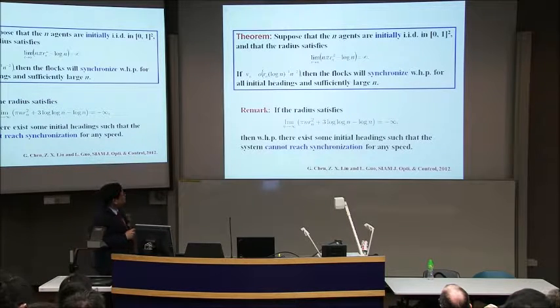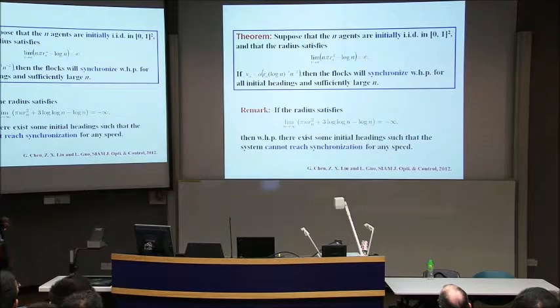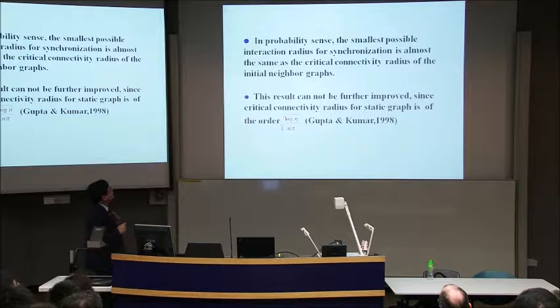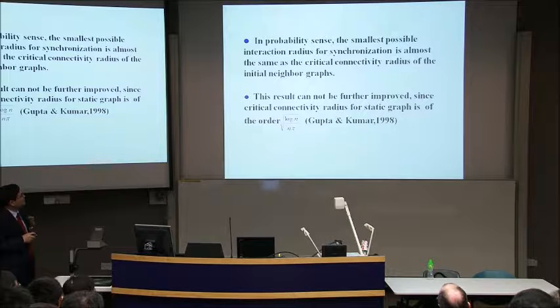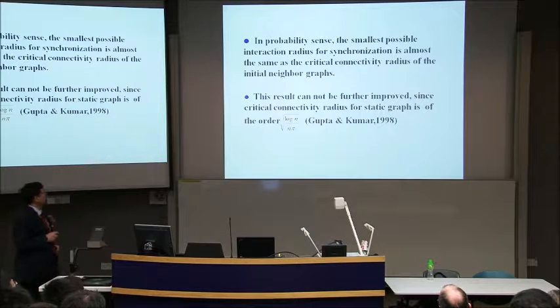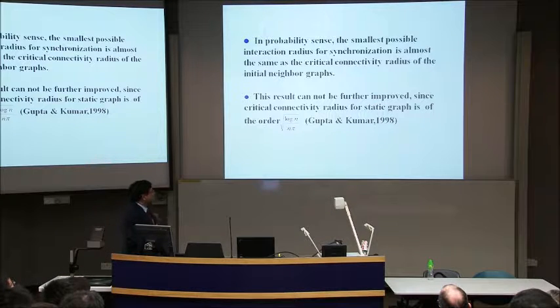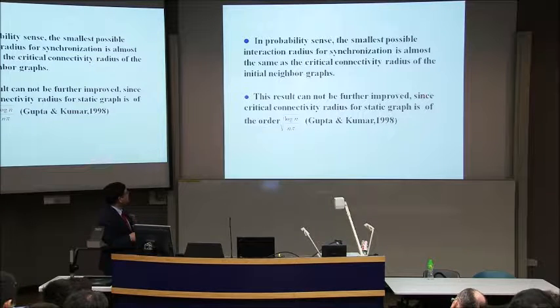We have another result which says that if this condition is slightly relaxed like this, if you put a 3 log log n here and let it tend to minus infinity, then with high probability there exist some initial headings such that the system cannot reach synchronization for any speed. So it is almost necessary and sufficient. In the probability sense, the smallest possible interaction radius for synchronization is almost the same as the critical connectivity radius for the initial static neighbor graph. This result cannot be further improved in some sense, since the critical connectivity radius for a static graph is of such order.